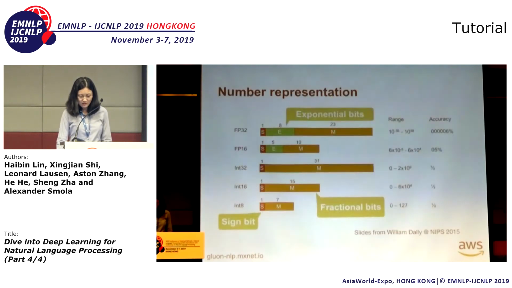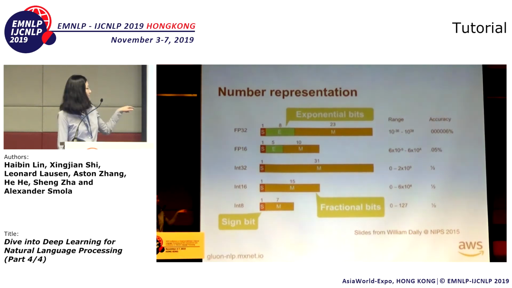So to understand how this works, let's review how we represent these numbers in the computer. For different data types, we have two to three parts in the bits that represent the data. The first bit is the sign bit. And then for floating points, we have the exponent bits. And then for both int and floating points, we also have the fractional bits.